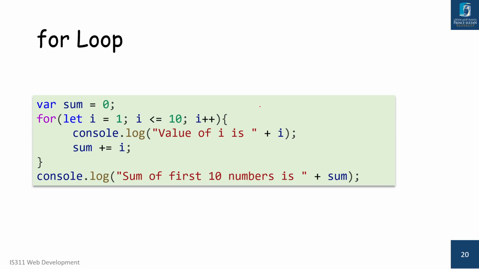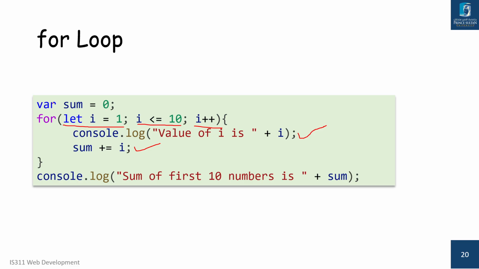So we can also have loops. They are the same. For example, we are defining a variable, i is equal to 1, i is less than or equal to 10, and then i plus plus, and then we are printing something on the console. We are printing the value of i on the console, and at the same time we are adding that value to the sum variable here, which has been assigned the value 0.